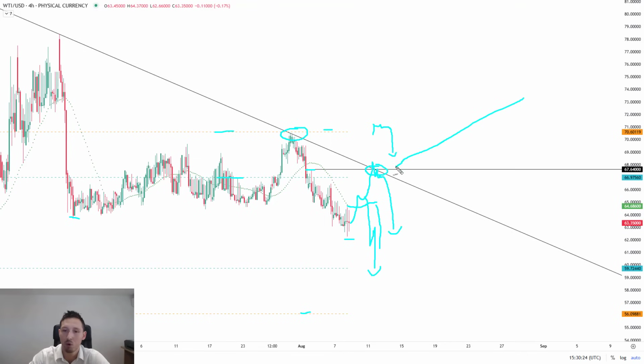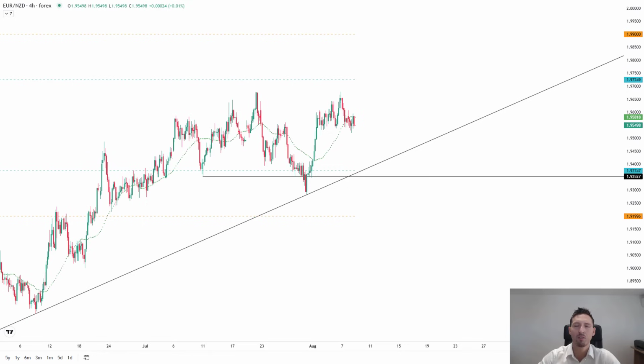But this is the primary setup next week I'm looking at, which is a trade into the 67.64. And I'm going to be looking for a failed breakout and a 1 or 2 day liquidation back inside the range of crude oil. Okay, so kicking off the Forex universe with the Euro pairs, starting with Euro New Zealand.